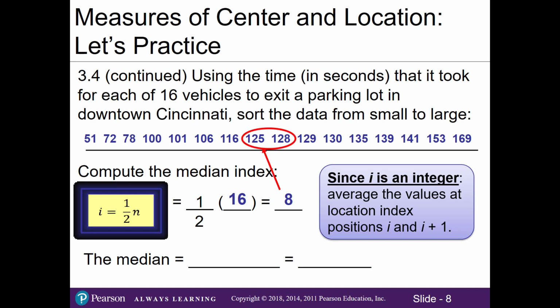So again, to take the average of anything, we add our values and divide by the number of values that we see. So we do 125 plus 128 divided by 2, because there are 2 values. This will give us the median of 126.5.